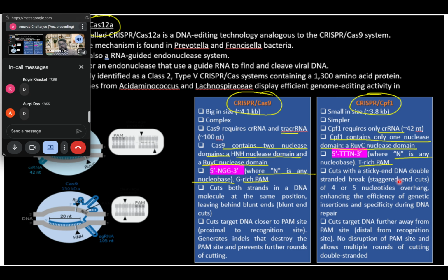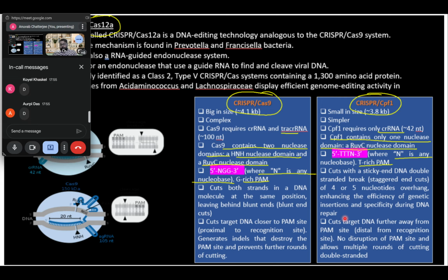Why is this important? If you wanted to do a genome integration, so you wanted to not only cut the genome but cause a homology-mediated addition of a particular gene inside the genome, then you put in a homology template along with the CRISPR-Cas system, and the bacteria or the system uses that to insert the gene. But that is very difficult with blunt-ended products, which are formed by Cas9. But in case of Cas12a, they produce a 4 to 5 nucleotide overhang, which enhances genetic insertion and specificity of genomic repair.